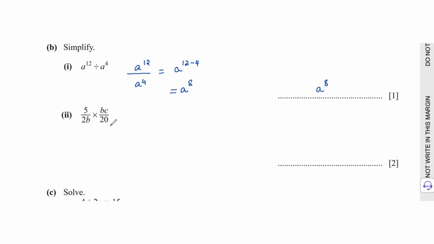So let's see if we can do it diagonally. Diagonally, 5 and 20 come in the same times table, which is the 5 times table. So 5 ones are 5 and 5 fours are 20. Diagonally, b and b can be cancelled out because they both have the same degree of power. So we're left with c over 2 times 4, which is c over 8. So that's your simplified answer.